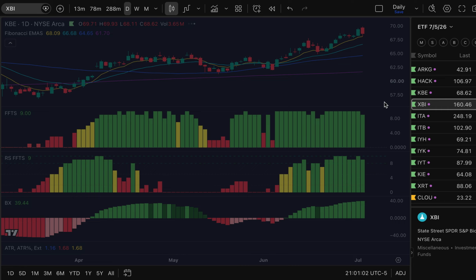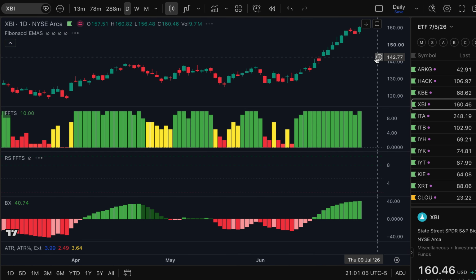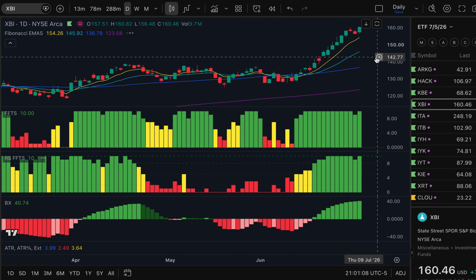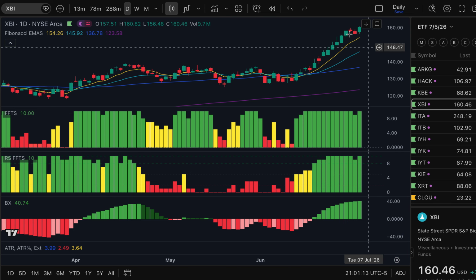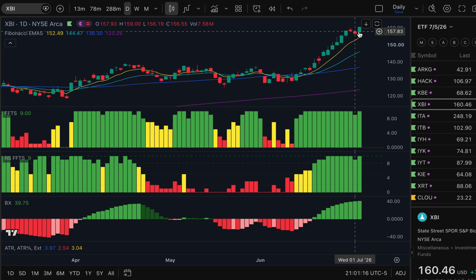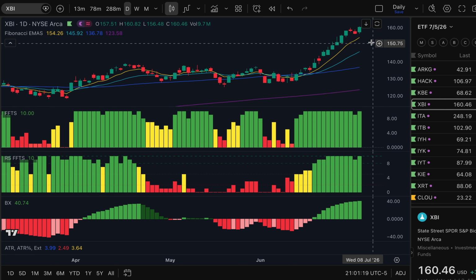XBI, this is within the healthcare theme. This is the biotech ETF. It has been breaking out. The question is, will this breakout continue? We've got this little 3 to 4 day base here. Is this a continuation point, or are we too late on this? This could possibly be something to enter.